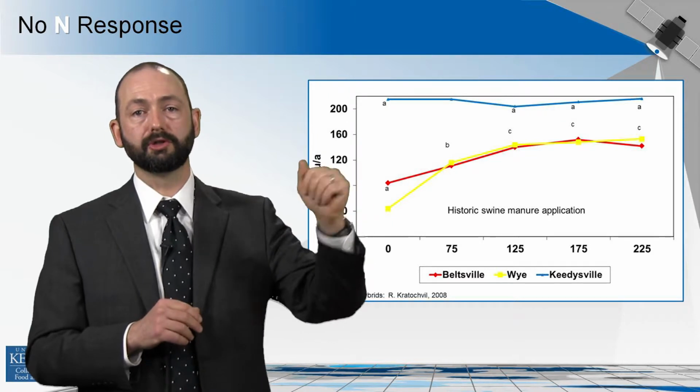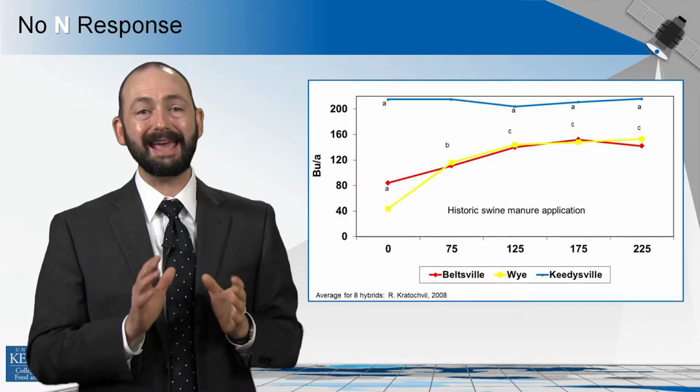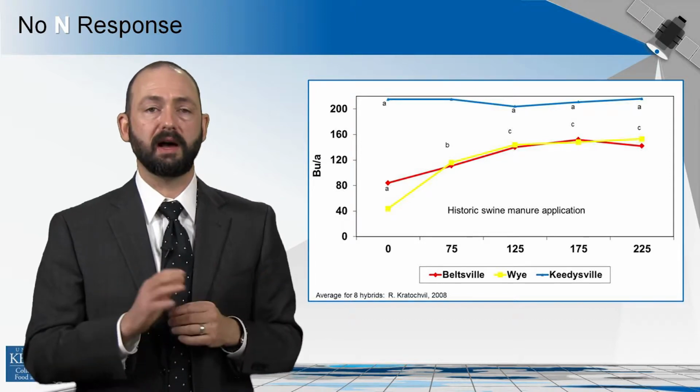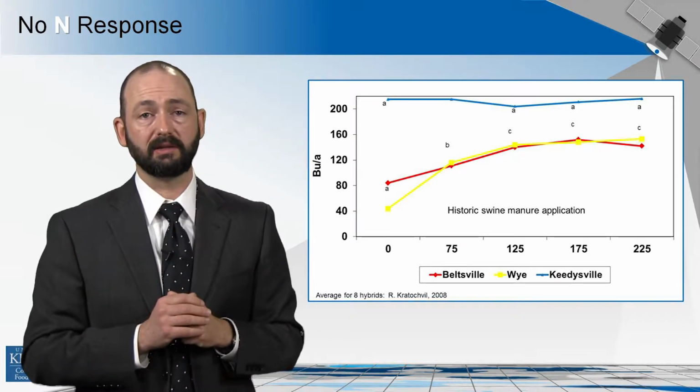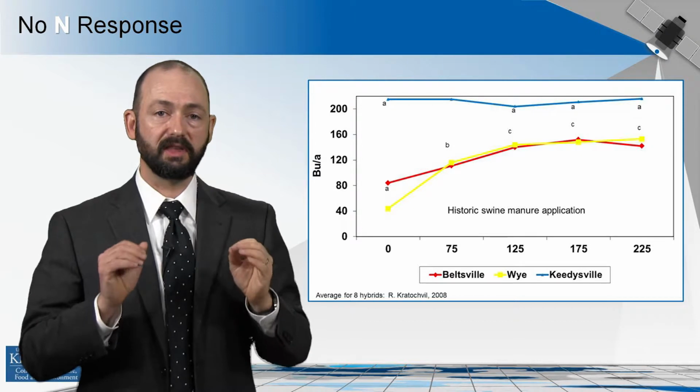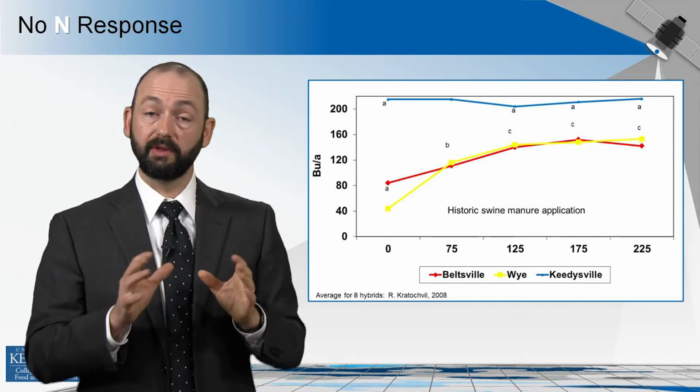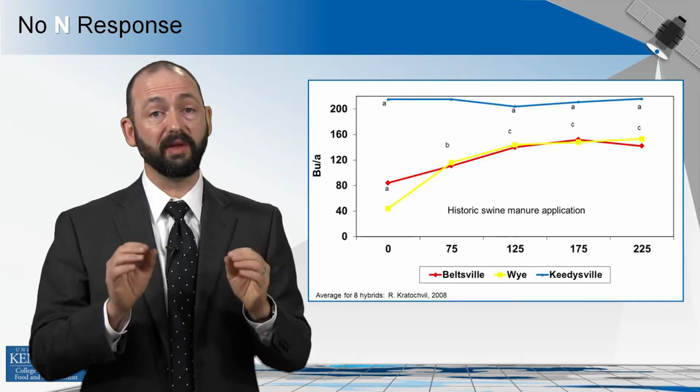We got over 200 bushels per acre of corn, and it had been 18 years since the last manure application or organic nitrogen source was applied, and that was a historic swine manure application. And so how many of us think we can get 205 bushels per acre with no nitrogen applied? Well, the trick is we don't know when that's going to happen.